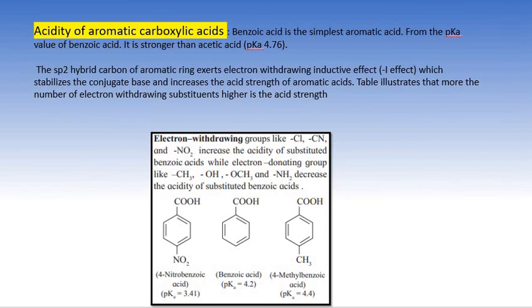In this way, we can say that if electron withdrawing groups like chlorine, CN, or nitro are present in the benzene ring along with the carboxylic acid group, they will increase the acidity of the benzoic acid. While if groups like methyl or alkoxy are present, since they are all electron donating groups, they will decrease the acidity of benzoic acid.